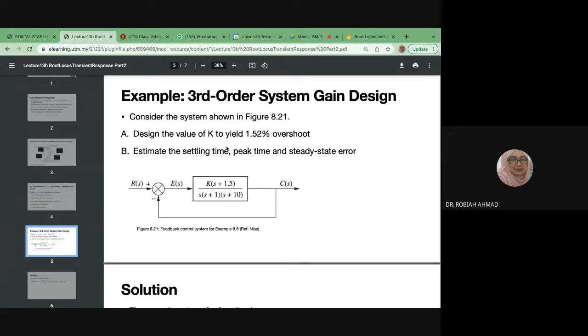Ada soalan? Cuba weekend lama ni panjang daripada Sabtu, Ahad, Isnin, Selasa tak ada kelas. Sampai next Friday we meet and then I would like to look at your root locus with the transient response analysis. Any question, class?